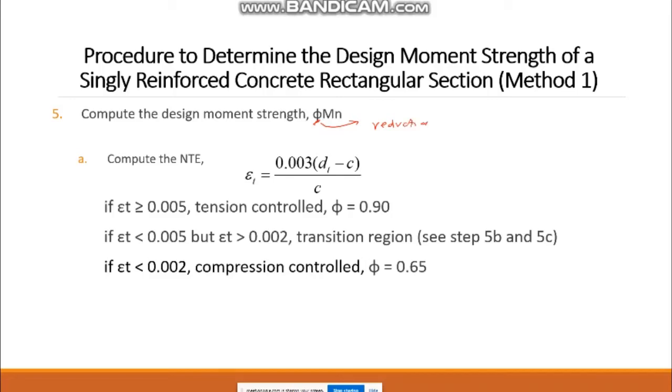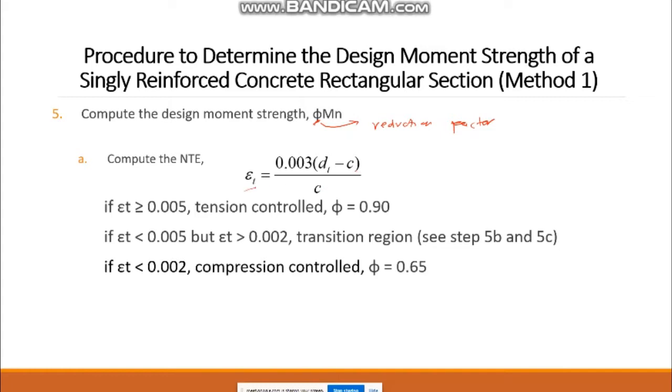is dependent on the behavior of our beam. So, pareho lang siyang format, no? Kanina sa atong pag-compute sa FMS. But this time, kay 2 layers of steel, ang pinaka-obvious nga steel ang atong computer. So, the formula epsilon T is 0.003 times the distance of the farthest steel to your compression minus C over C.